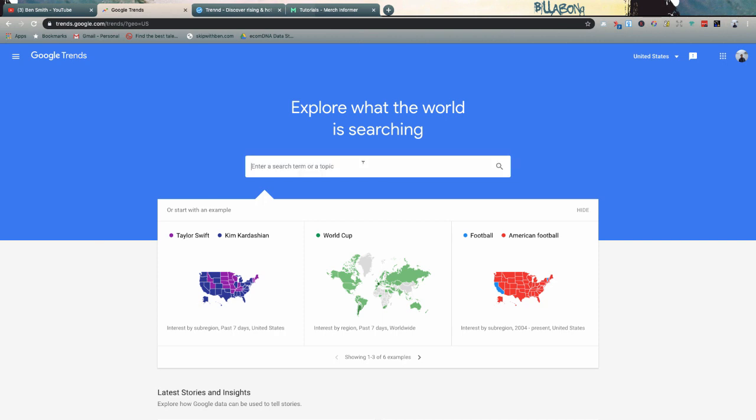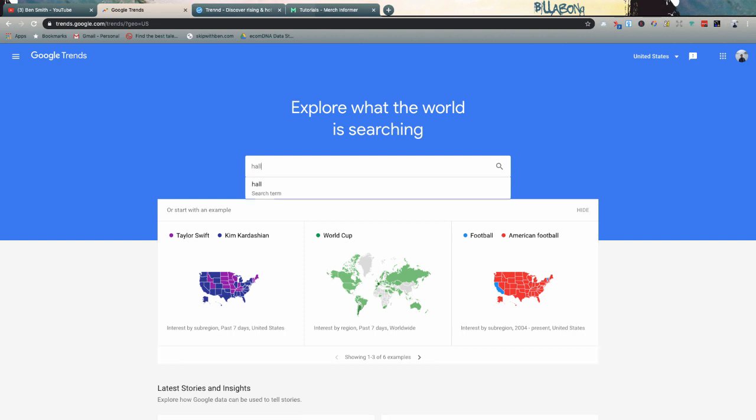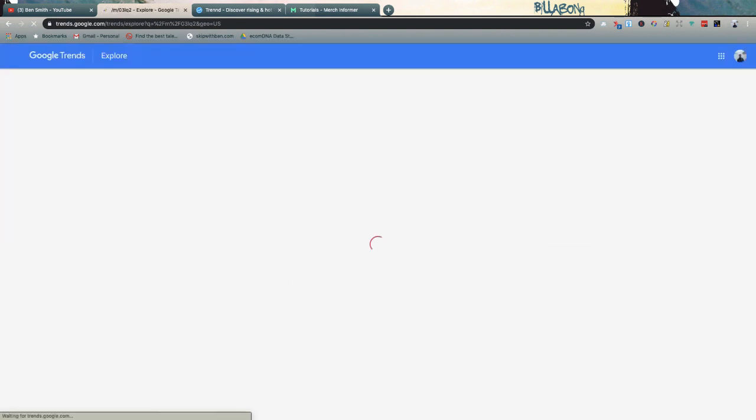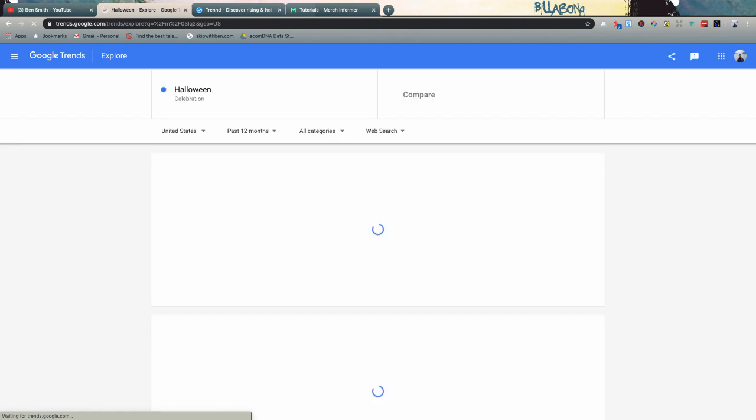Google Trends obviously is a free tool by Google. It shows us kind of the data for different topics or search terms. So let's just go ahead and do an easy one. Since we are here at the end of September, it's almost October, we're going to do Halloween. I'm just going to show you guys what Google Trends actually gives us.